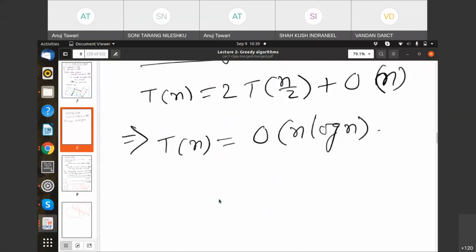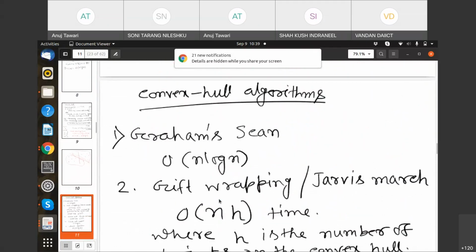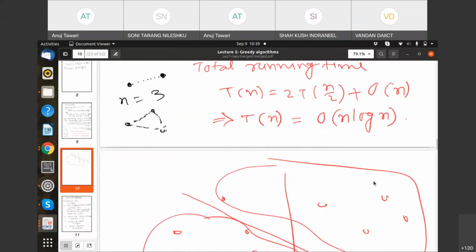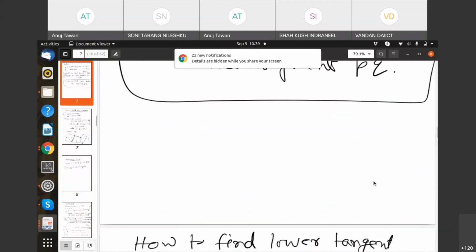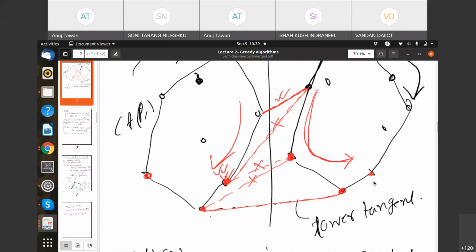And a very similar idea was also used. It is known as the gift wrapping algorithm, or Jarvis march. This is not the Jarvis, some other Jarvis. So what Jarvis did was, let me go back. Here we took the lowermost point.